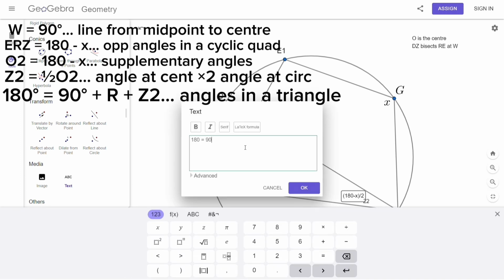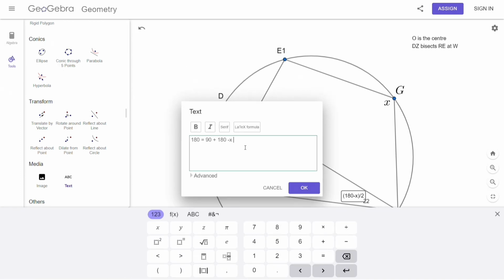180 equals 90 plus 180 minus x plus (180 minus x) over 2. This simplifies into negative 360 equals negative 3x. X equals 120. Wow, that was a mouthful. Let's consider an easier and more realistic question.